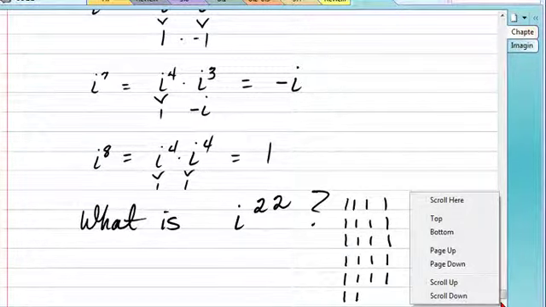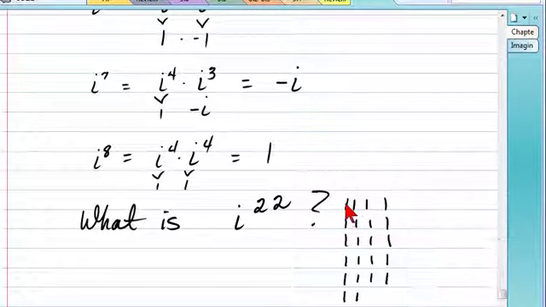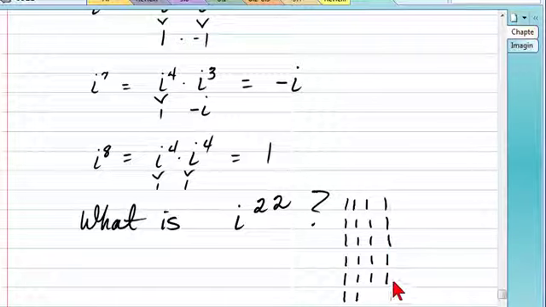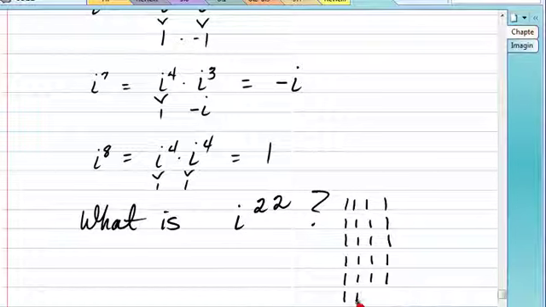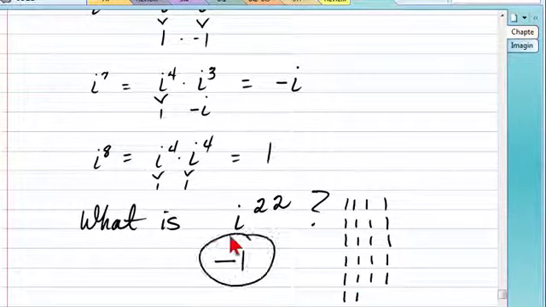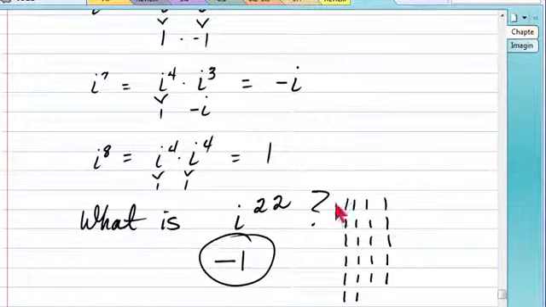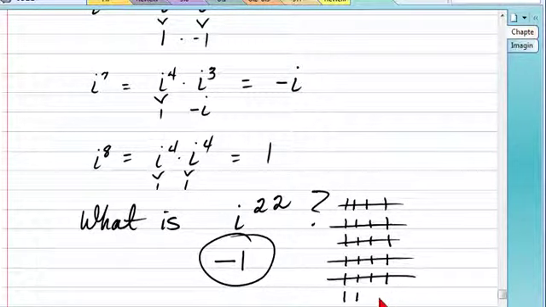I'm sorry. Those of you in class couldn't see what I was doing. I was counting to 22, and there were 5 sets of 4 plus 2. Well, every time I hit a 4th one, that's I to the 4th, that's 1. So it's 1 times 1 times 1 times 1 times 1. Now what is I to the 2nd? What's the second number? -1. This is -1. Those don't count, it's the same as I squared, because there were only 2.